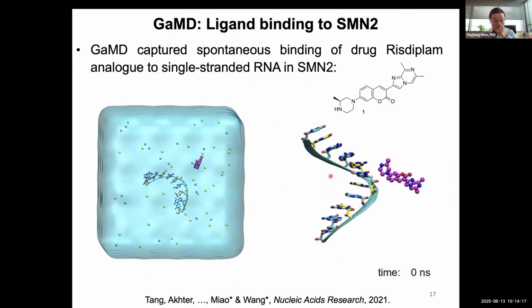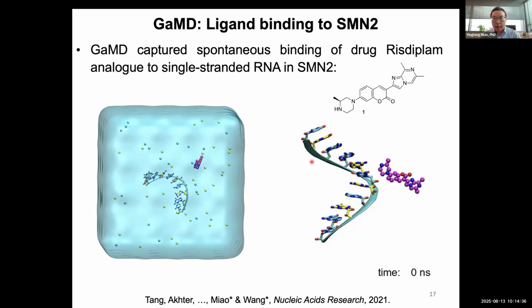Yeah, with that, we worked with Professor Jin Xiwang's lab in medicinal chemistry. So we set up GaMD simulations to look at the ligand binding. We have this RNA target. Initially, we put the ligand far away in the solvent. We have explicit water molecules and ions.